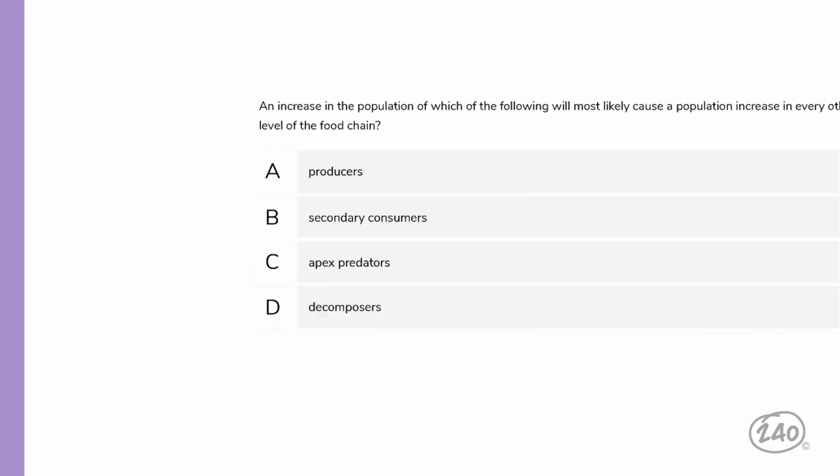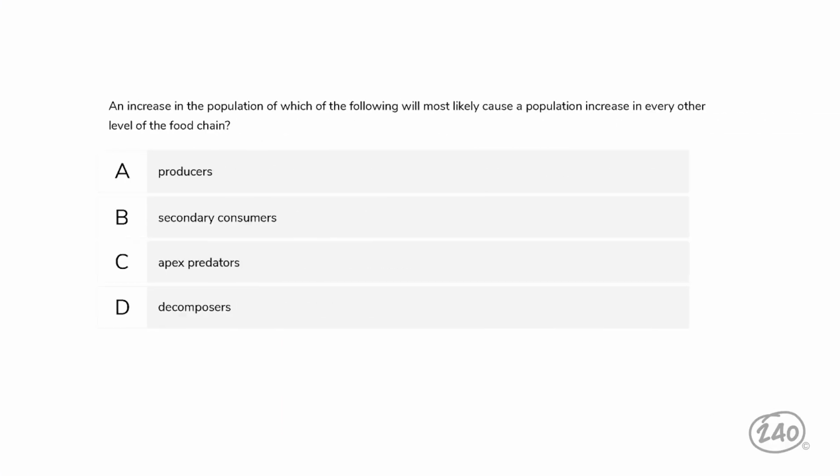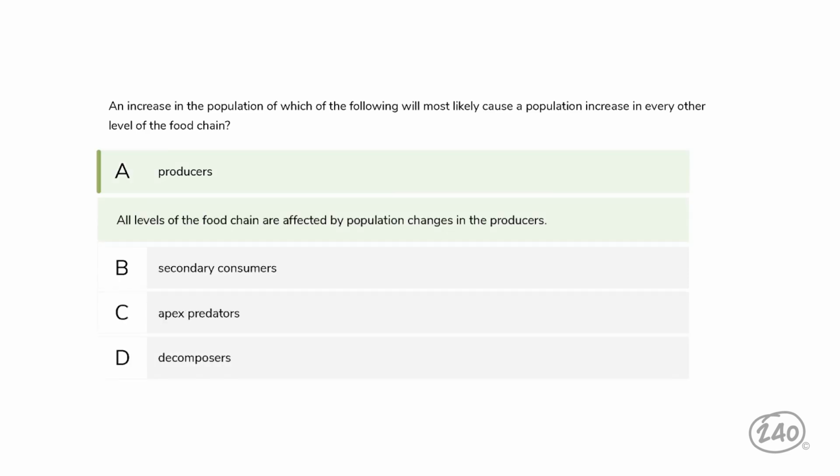Last up for life science, ecology. Let's take a look at a question on food webs. An increase in the population of which of the following will most likely cause a population increase in every other level of the food chain? Producers are the plants upon which primary consumers feed. Primary consumers feed on the producers. Secondary consumers feed on the primary consumers, and so on up the food chain. All levels of the food chain are affected by population changes in the producers. So this choice is correct.